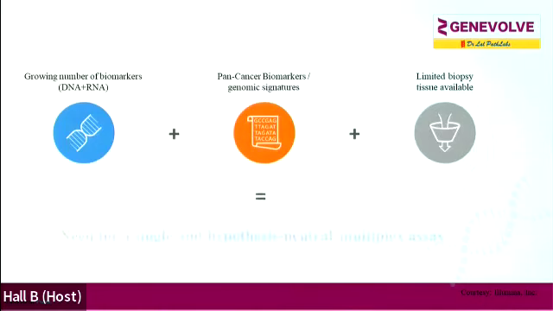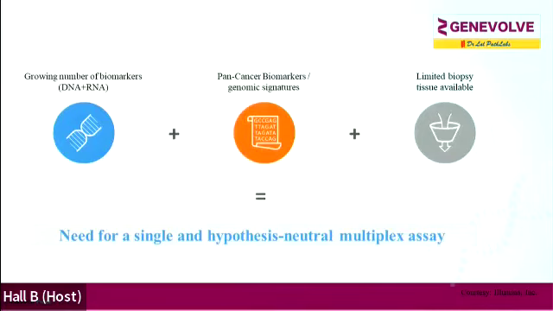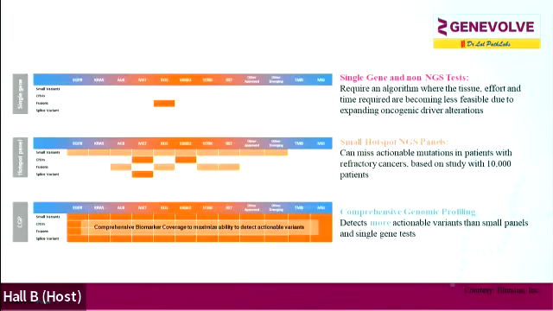So all this wastes a lot of tissue, and when tissue is an issue, obviously with the growing number of biomarkers that we have and the pan-cancer biomarkers which are available, we need a single assay which could detect all of these molecular signatures. A single gene testing was previously done in the form of reflex. So if I did not get an EGFR mutation, I'd go in for an ALK. And if I did not get an ALK, then a ROS, and so on and so forth.